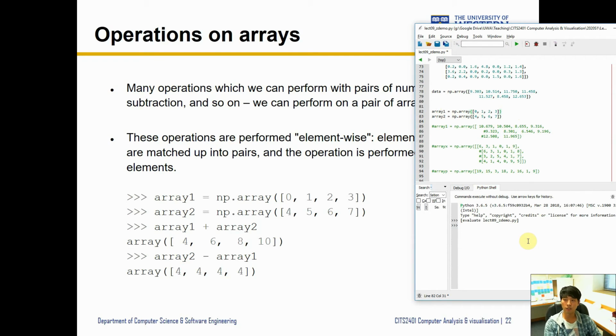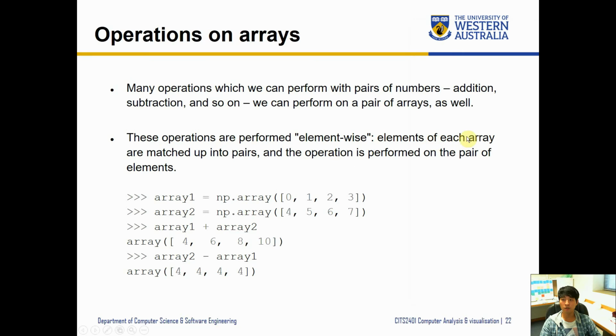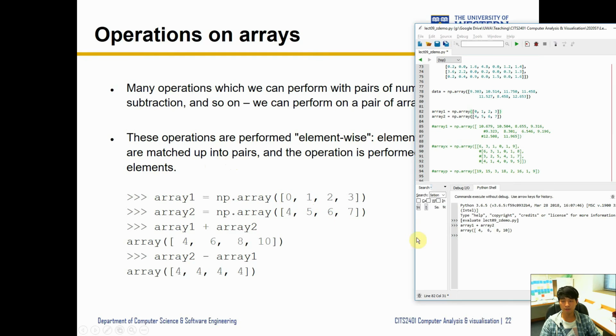Because these arrays are the same size, we are able to add them together. So array 1 plus array 2. What it does is an element-wise operation. Elements of each array are matched up into pairs, and then the operation is performed on the paired elements. So 0 plus 4, 1 plus 5, and so forth. This gives us 4, 6, 8, 10. Okay, and we can also do subtractions. Array 2 minus array 1. This one is going to give us 4, 4, 4, 4.